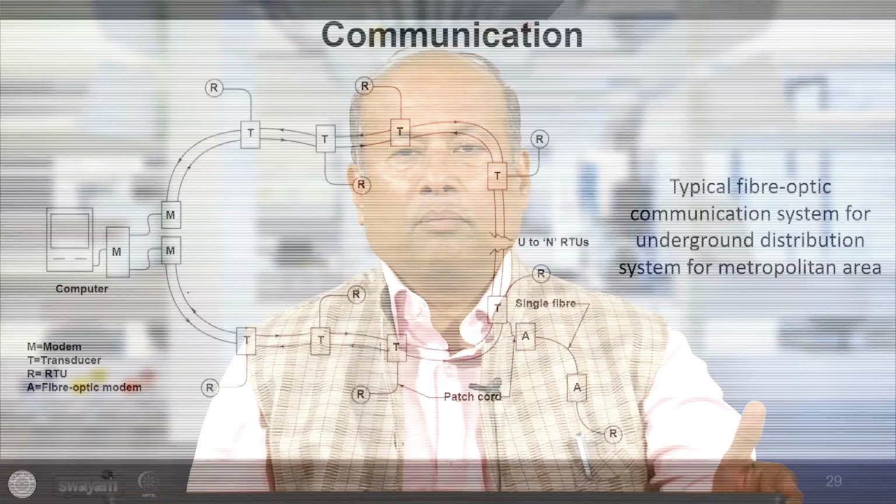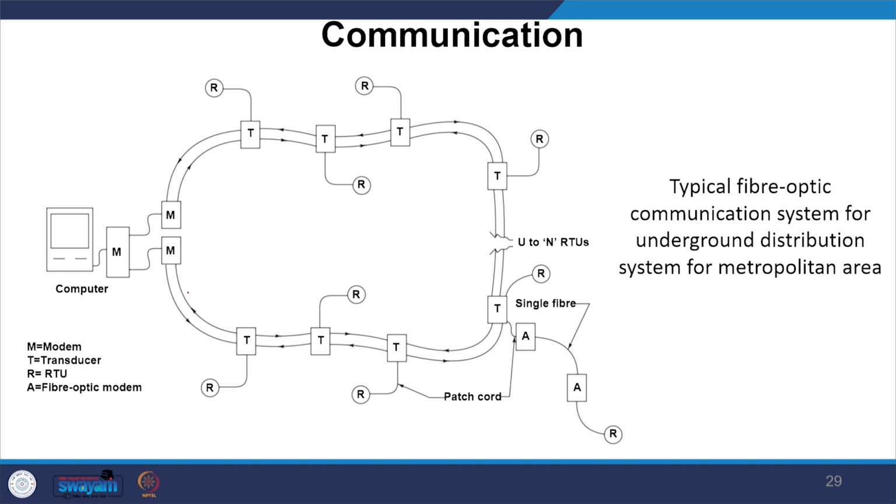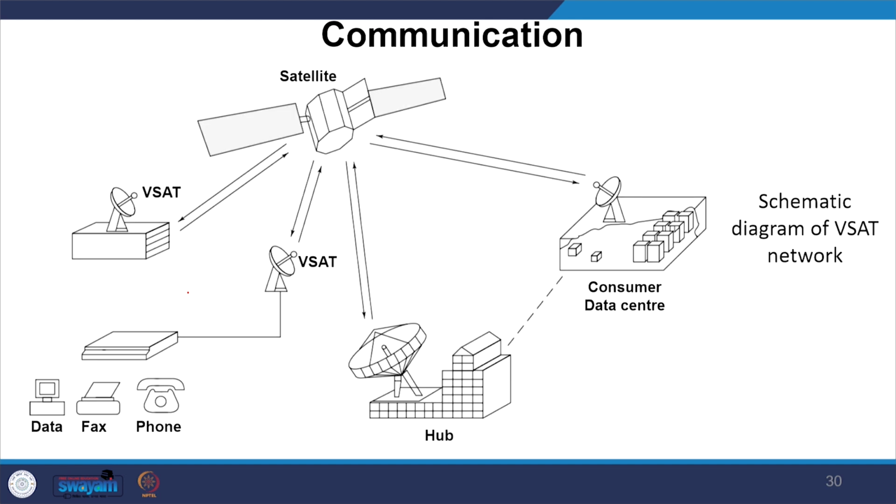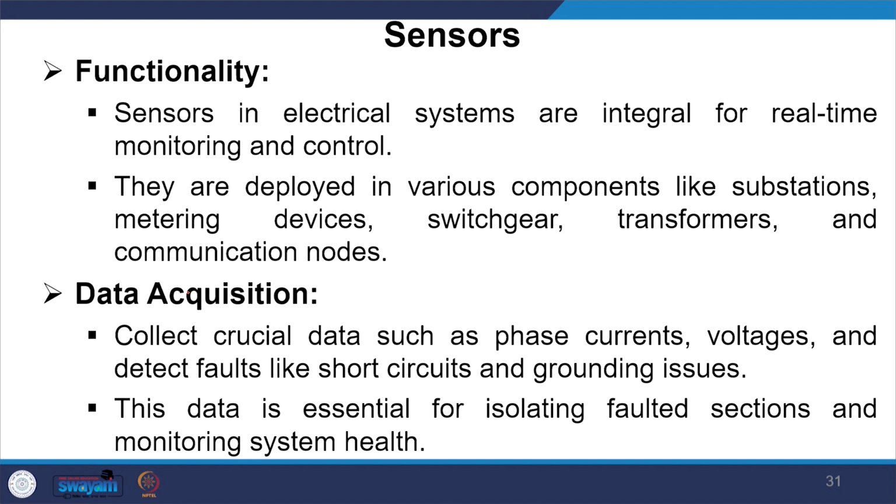Now, a typical fiber optic communication system for underground distribution systems for metropolitan areas is being designed in such a manner. Schematic diagram of VSAT network, and one of the important components is known as the sensor in our distribution automation system. Sensors in electrical systems are integral for real-time monitoring and control. They are deployed in various components like substations, metering, switchgear, transformers and communication nodes.